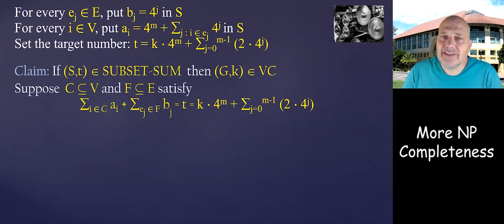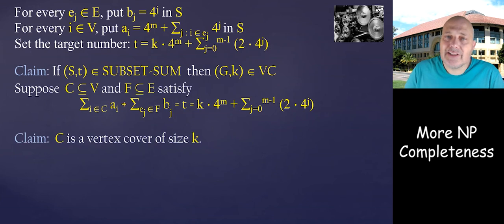Suppose C and F are together the subset sum, meaning that the sum of vertex numbers corresponding to C plus the sum of edge numbers corresponding to F is exactly the target T, which is k times 4 to the m plus the sum of j equals 0 to m minus 1 of 2 times 4 to the j. This is the target. Then I want to claim that C is a vertex cover. So the indices that correspond to the vertex numbers are a vertex cover, and it's of size k.